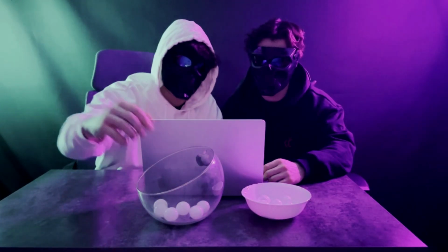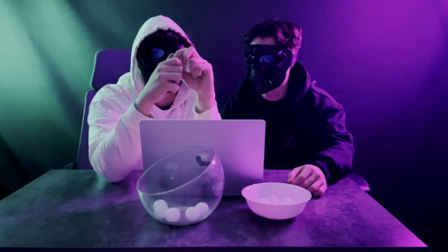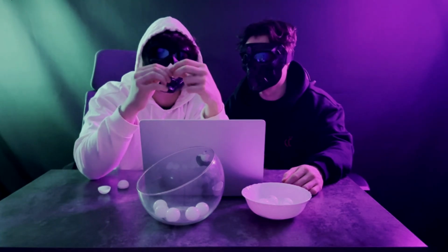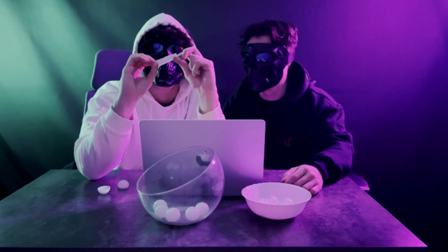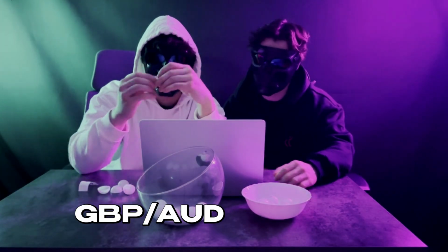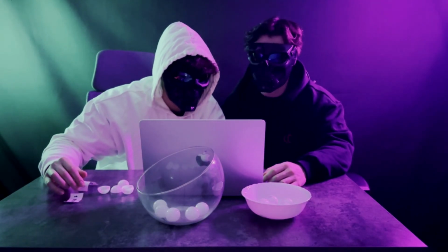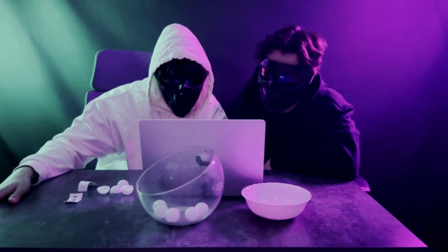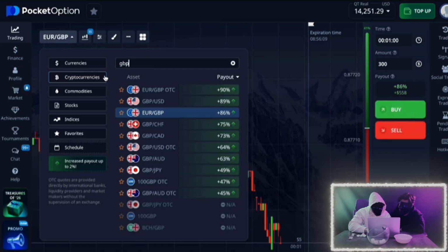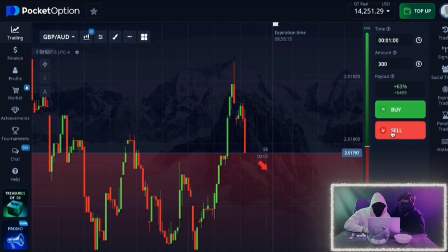I'll go first. I'm drawing a currency pair and a time. So the currency pair is, let me see, GBP out. And the time frame, 1 minute. Alright, go ahead, pick a currency pair. So the trade will be for a total duration of 1 minute.